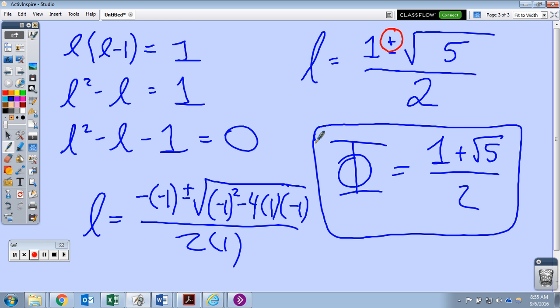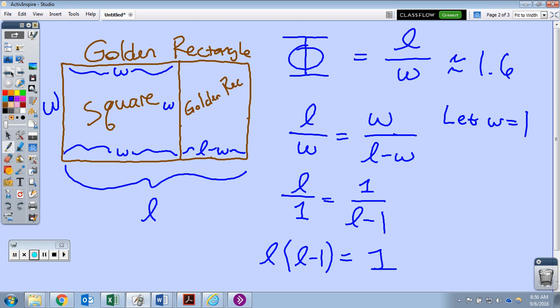Raise your hand if you're lost with this problem, if you're not sure how we got to it. Where did it start getting confusing? At the beginning? Okay. What's neat about this rectangle is that by taking out a square, you just made a rectangle that has the same proportions as the rectangle you started with.